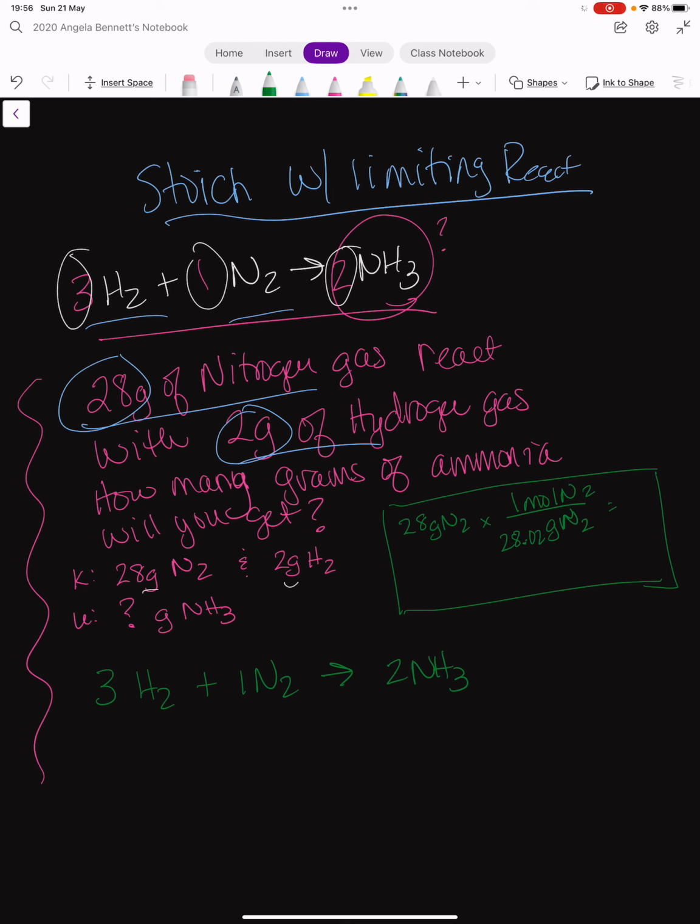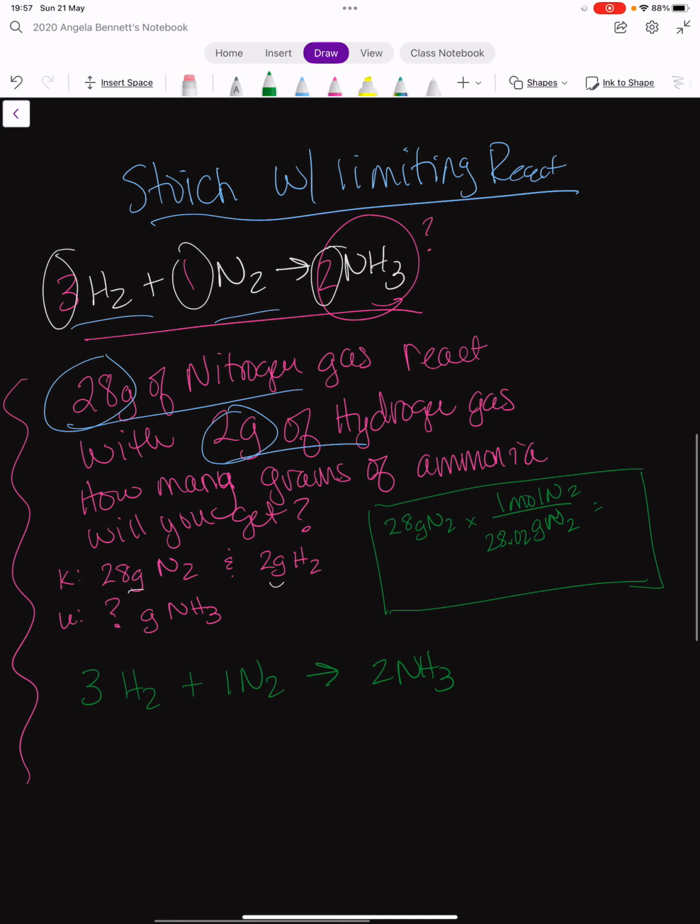Let's calculate it exactly. I did times, I have to fix it. All right, so my calculator says 0.999286. So we're going to say that this is 1 mole of nitrogen, because 0.999, yeah, that's going to be 1 mole.